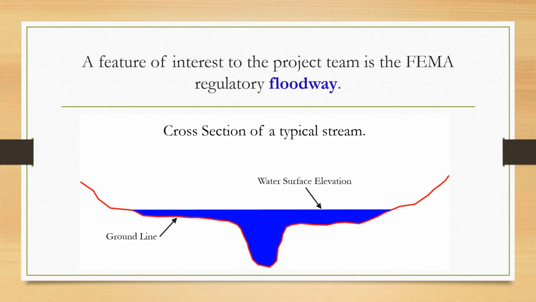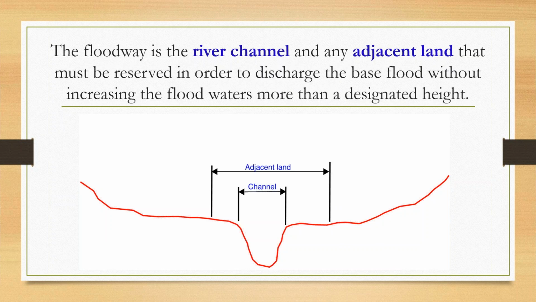I'm going to give you the definition that we use for a floodway. A floodway is the river channel, so in between the banks of the channel, and any adjacent land that we must reserve in order to discharge that base flood, which for our purposes is the 100-year flood.